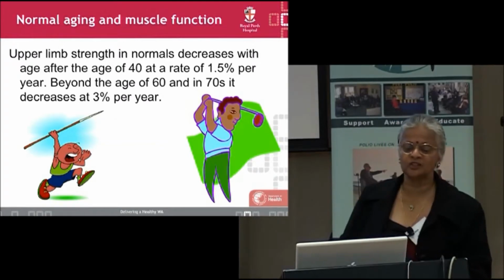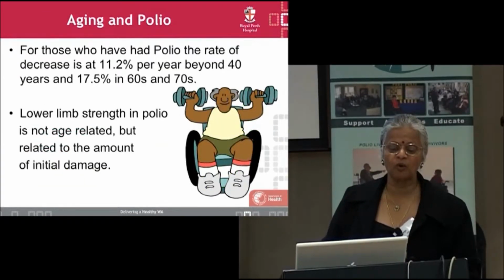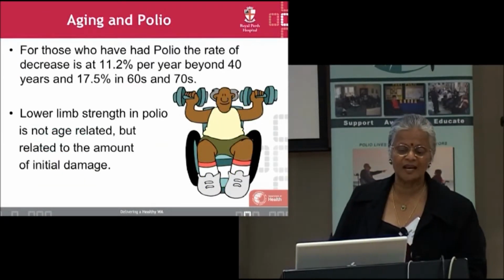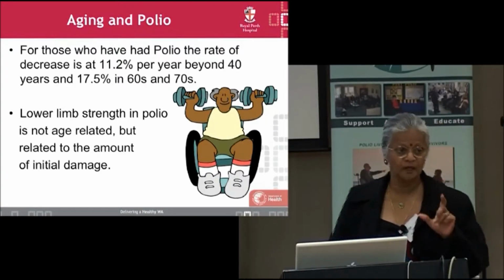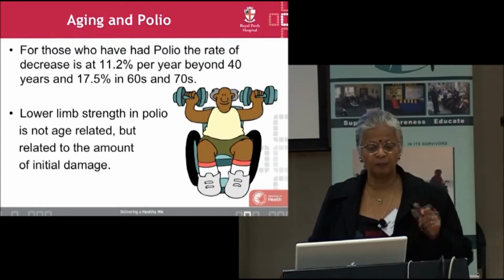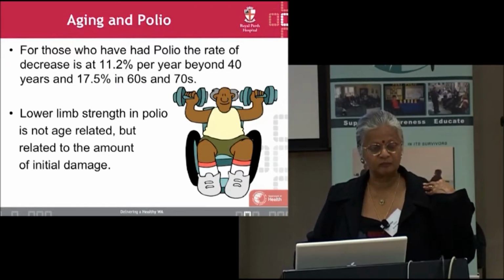On top of which, this is what the research has shown. For those who have polio, the rate of decrease is 11.2% per year in the upper limbs, beyond 40 years, and 17% from 60 upwards. So you truly, truly have a number of red cards in your hand. 11.2%, and after 40, towards 60, 17.5%. That's the number you must take home. That's how fast your upper limb muscles are decreasing.